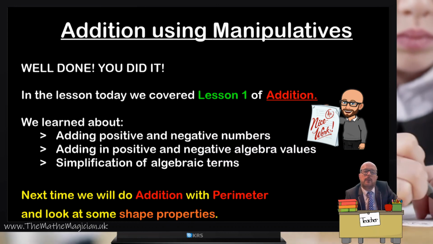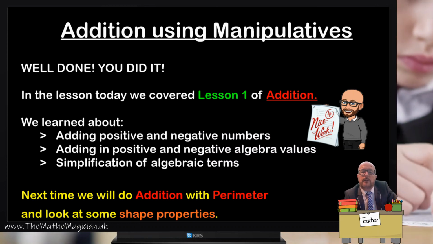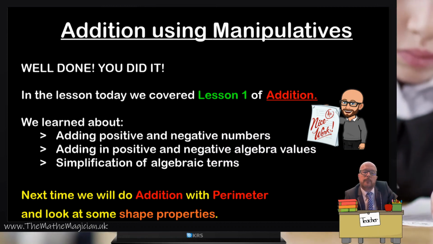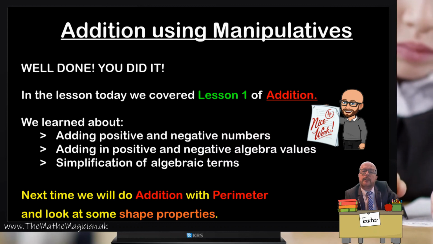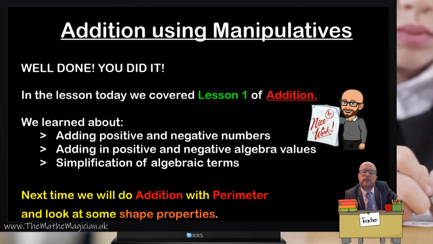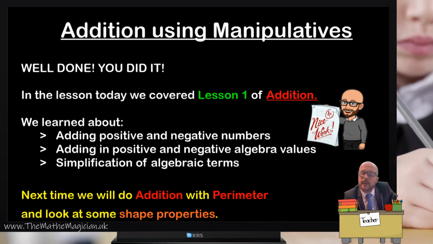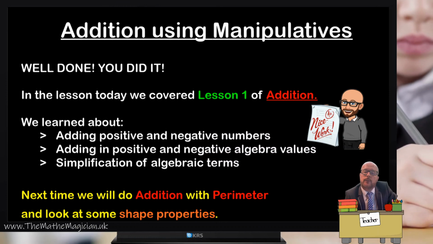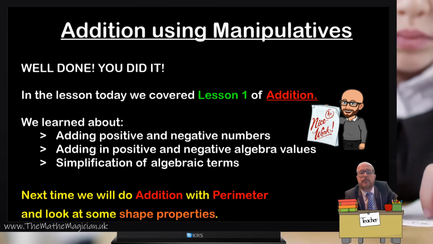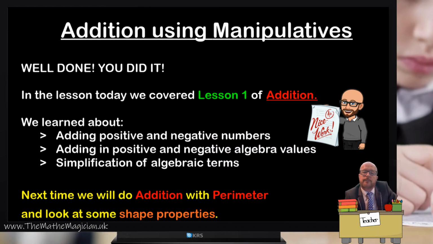So in the lesson today, we did lesson 1 of addition. We learned about adding positive and negative numbers, adding positive and negative algebra values, and simplification of algebraic terms. In the next video, we'll be looking at addition, but this time with perimeter, using algebra and using numbers. And most people struggle with these in the real exam. We'll also look at shape properties.